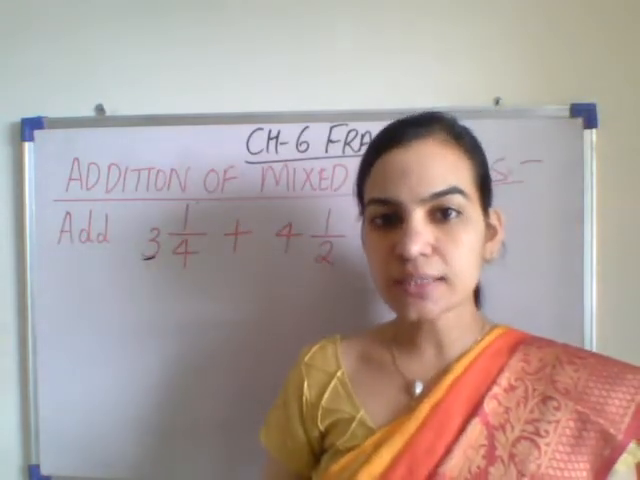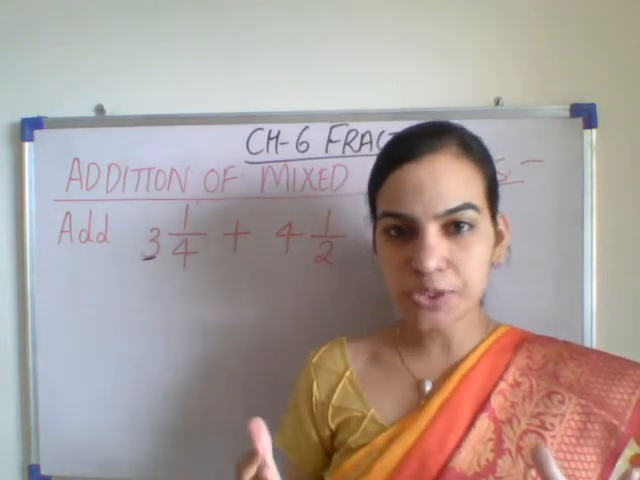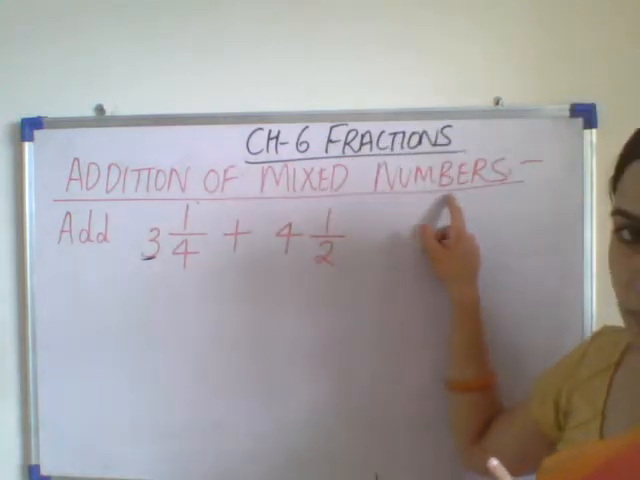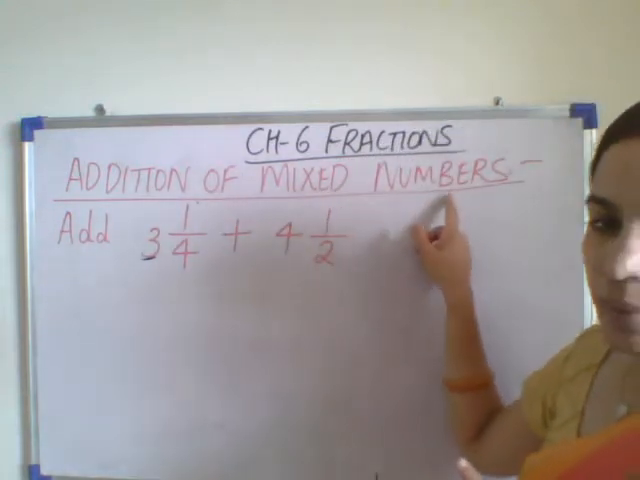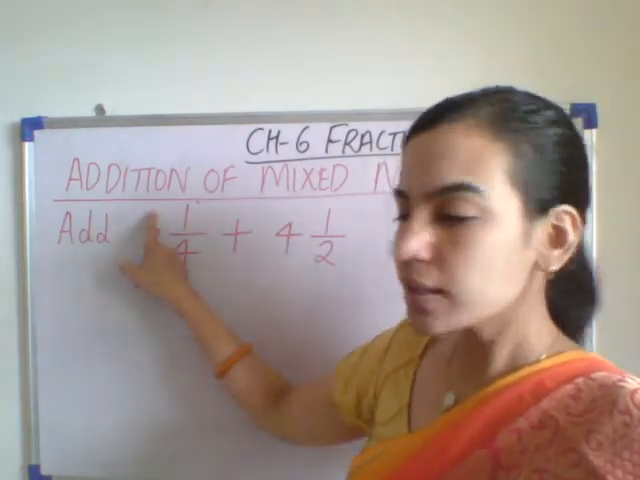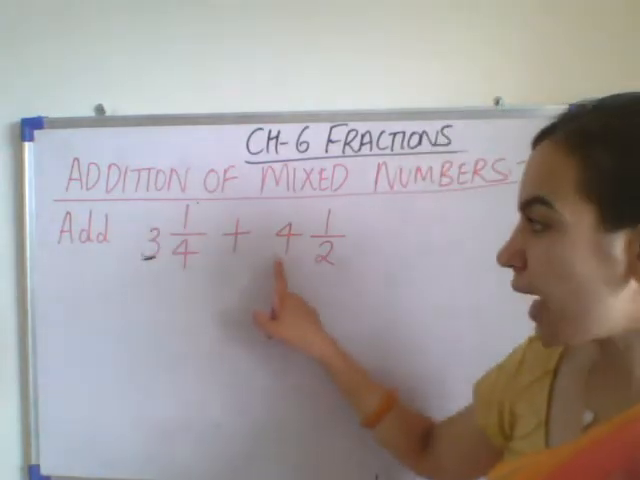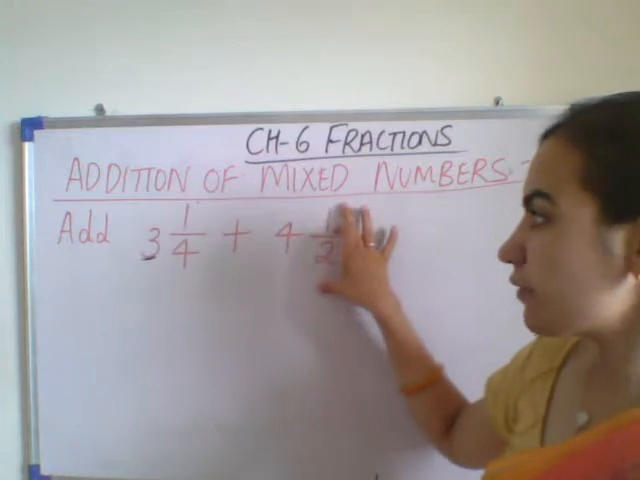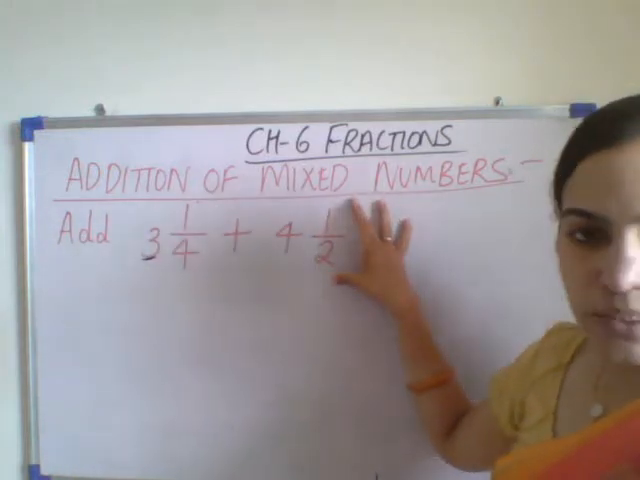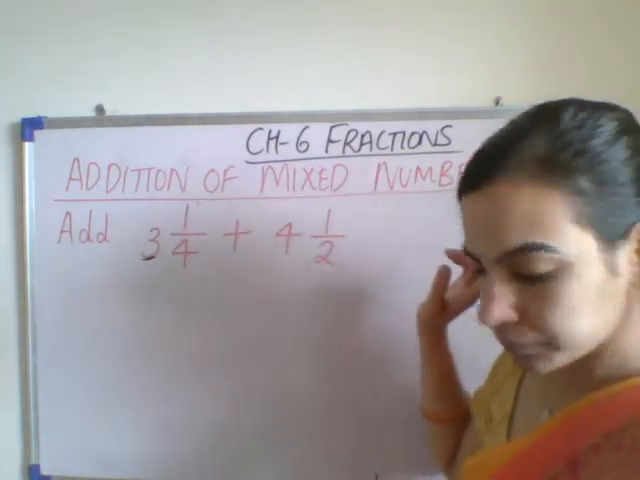Students, in the first class I have discussed what is a fraction and what are the different types of fractions. In that I have discussed the mixed number. What are mixed numbers? A mixed number contains one whole number. In this, 3 is the whole number, in this 4 is the whole number, and the other part is the fraction. Here 1/4 is the fraction, here 1/2 is the fraction. So how to add these mixed numbers?